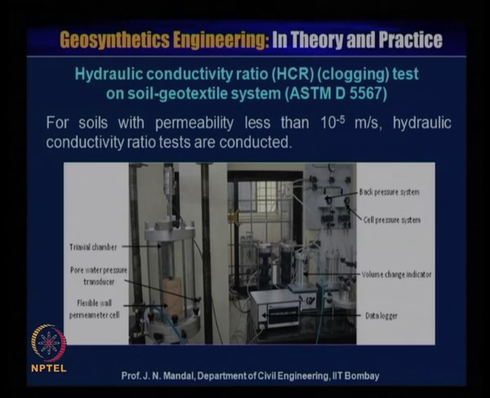So, this is for long duration of test. For soil with permeability less than 10 to the power minus 5 meter per second, hydraulic conductivity ratio tests are conducted. Here is the equipment for the determination of the hydraulic conductivity, and here is the back pressure system, here is the cell pressure system, here is the volume change indicator, and here is the data logger.